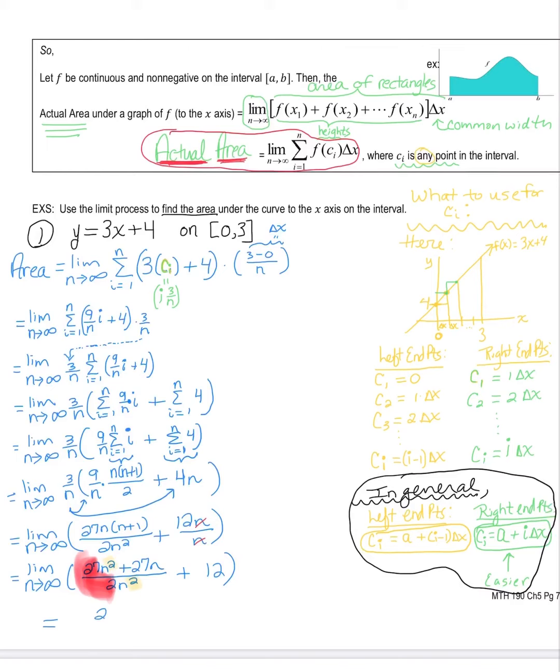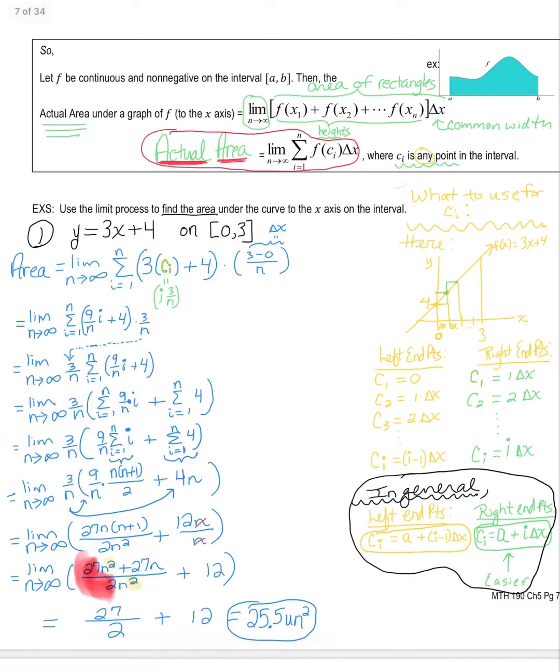The limit as n goes to infinity of the first term is going to be 27 halves. The limit as n goes to infinity of a constant is just that constant, so 12. Or if it had been n over n, you could think of it the same way, degree of numerator equals degree of denominator. So this is 13 and a half plus 12. So we end up with 25 and a half, an exact area of 25 and a half square units. So that is how we can compute the area exactly.